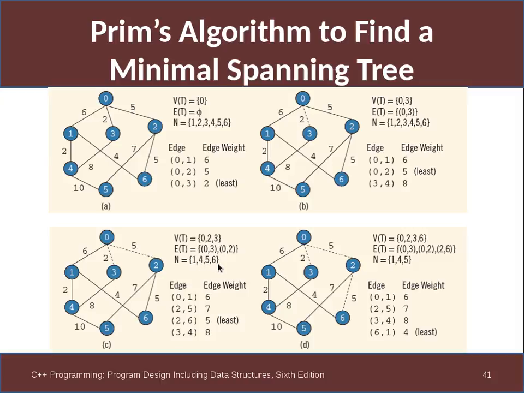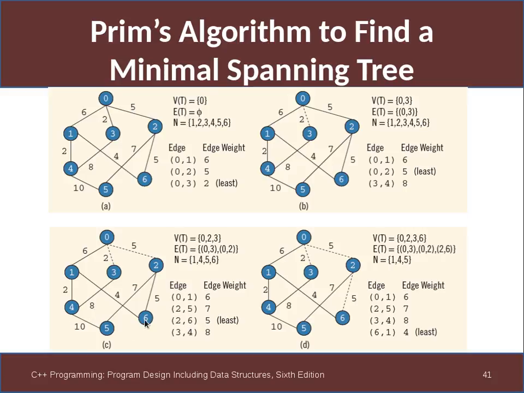We again look at all the edges we have available. 0 to 1, weight of 6. We can go from 2 to 5, weight of 7. 2 to 6, which is weight of 5. And from 3 to 4, weight of 8. Which of those has the lowest weight? 2 to 6.